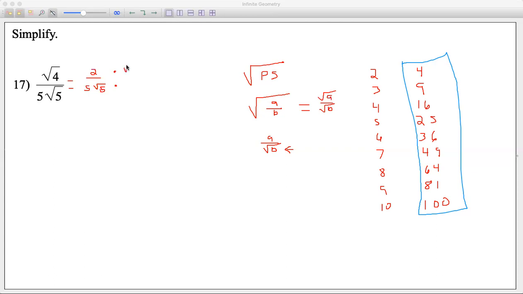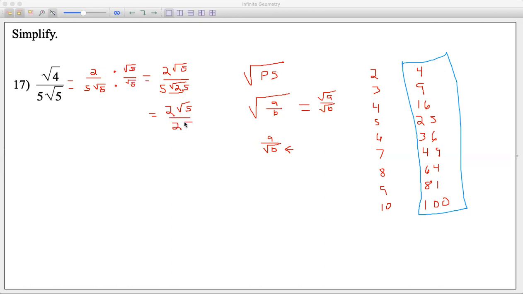So let's see. We're going to multiply the top and bottom by the thing we're trying to get rid of. We're trying to get rid of the square root of 5. So we multiply the top and the bottom by the square root of 5. That gives me 2 root 5 over 5 times, well, the square root of 5 times the square root of 5 is square root of 25. And the square root of 25 is 5. 5 times 5 is another 25. Yeah, this one is the final answer. All right, 2 root 5 over 25.